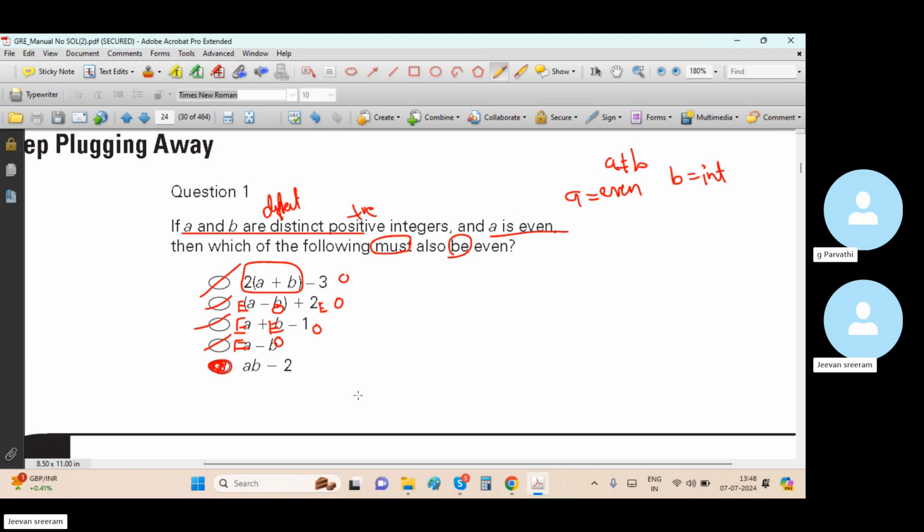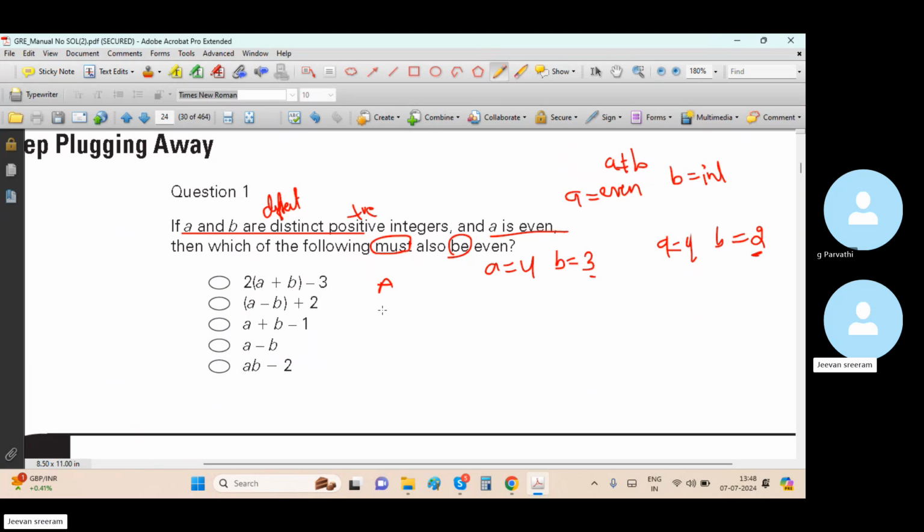But as this is our first "must be" question, let's handle it with plugins also. So my first plugin: A is always even, so A is 4. The question is revolving around even and odd. Let's take A is 4, B also an even number, 2. Let's check the answer choices.